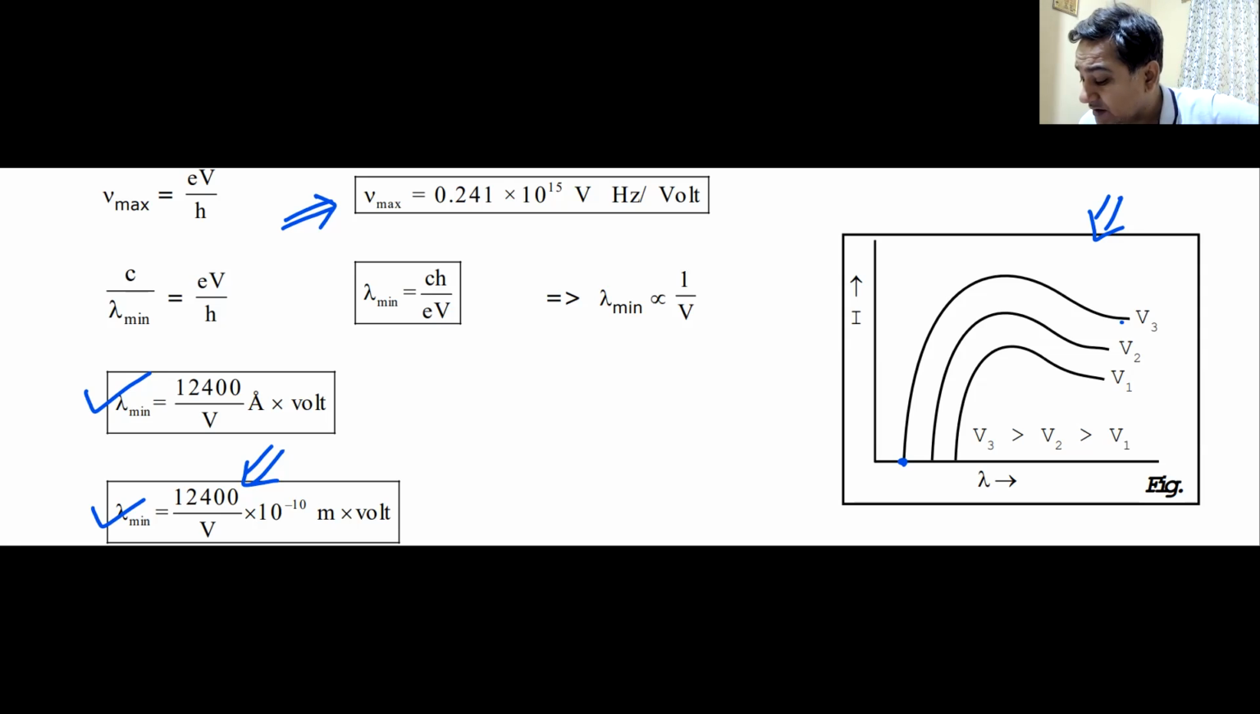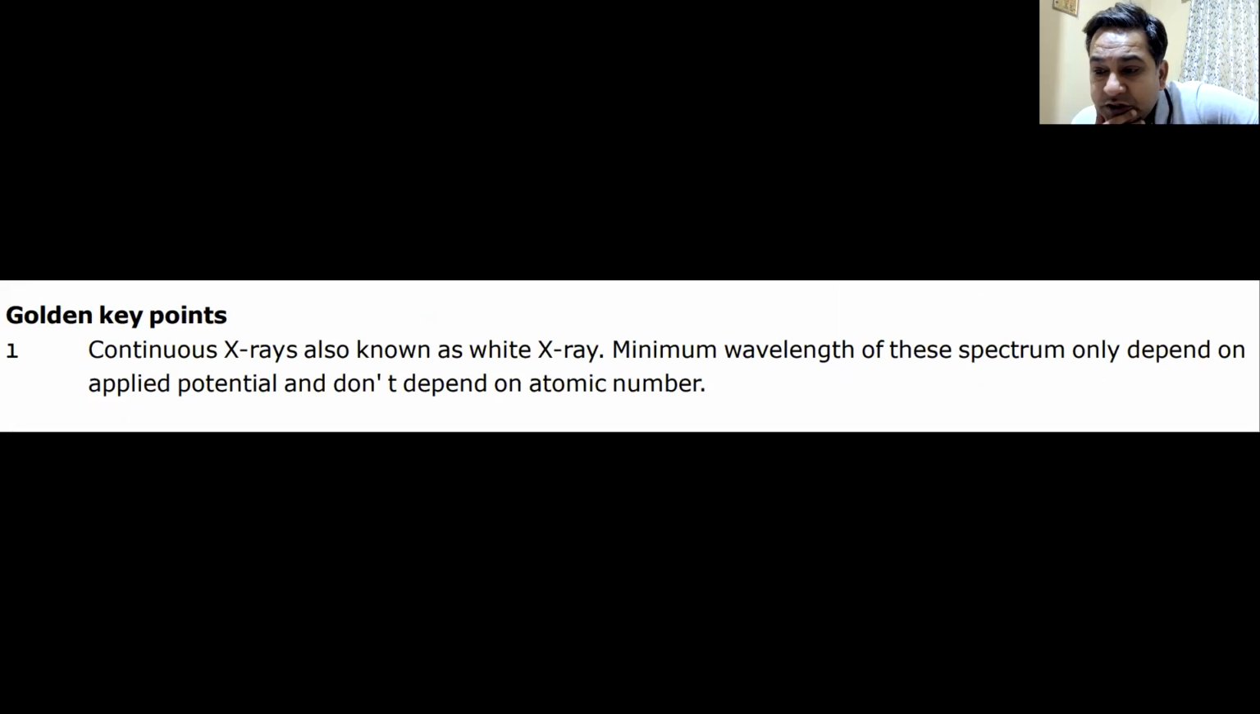But we must also understand that there would be, I think we have seen this point, golden key point. Let me just again show you, just to make a point. And the point is pretty simple: continuous X-rays, which are also known as white X-rays. The minimum wavelength of the spectrum only depends on the applied potential, and it does not depend on the atomic number. That means it does not depend on the type of the target metal that we are using. You use any metal, you will have these continuous X-rays coming.